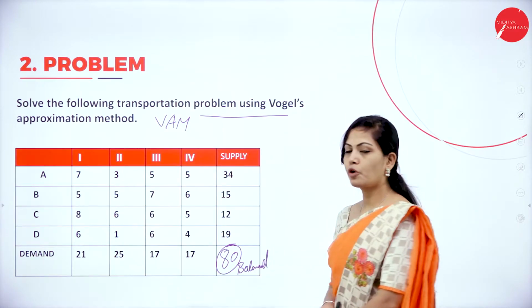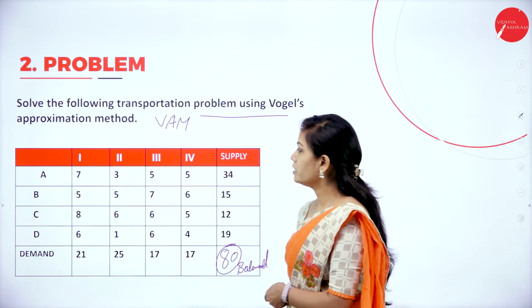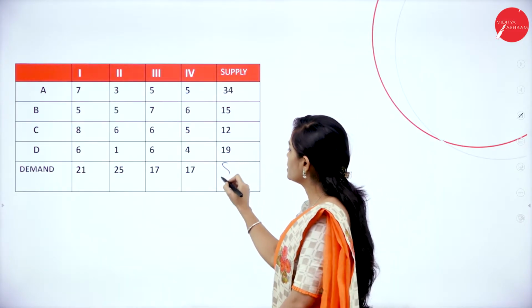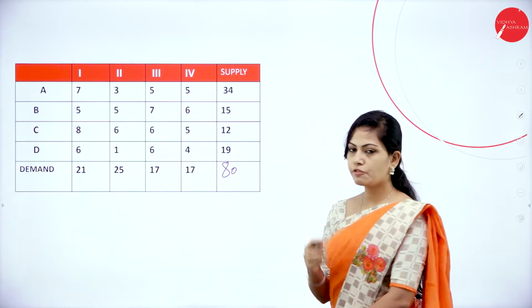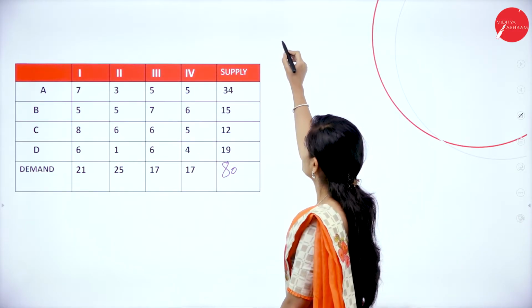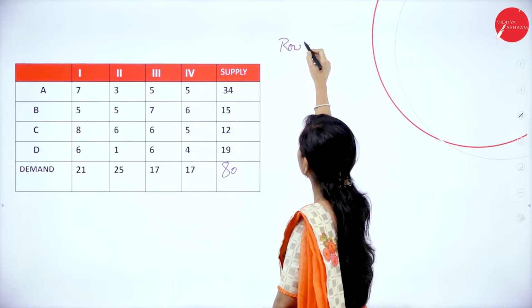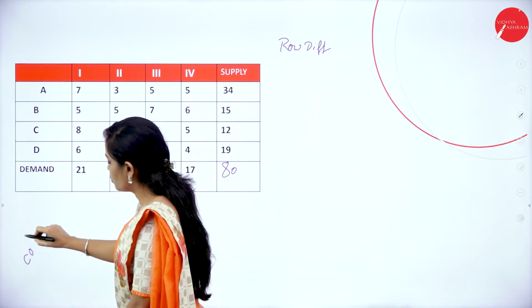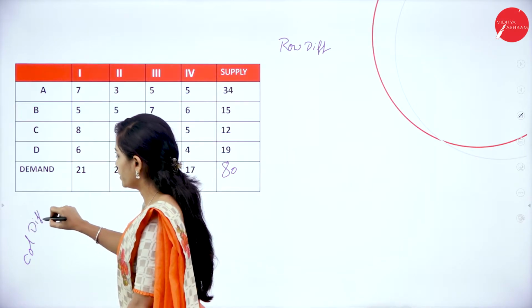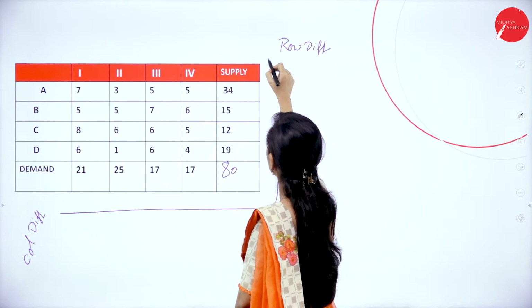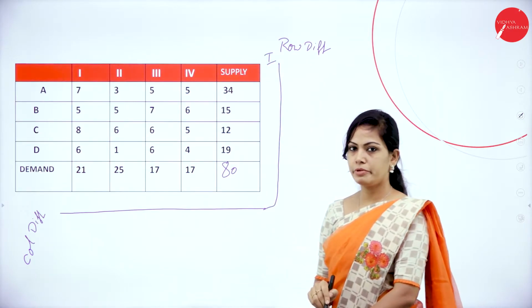It is a balanced problem. So you can proceed. So I will explain it here. So it is a balanced problem. So what is the first step in Vogel's approximation? You have to check the row difference and column difference. So I will check for row difference and column difference.